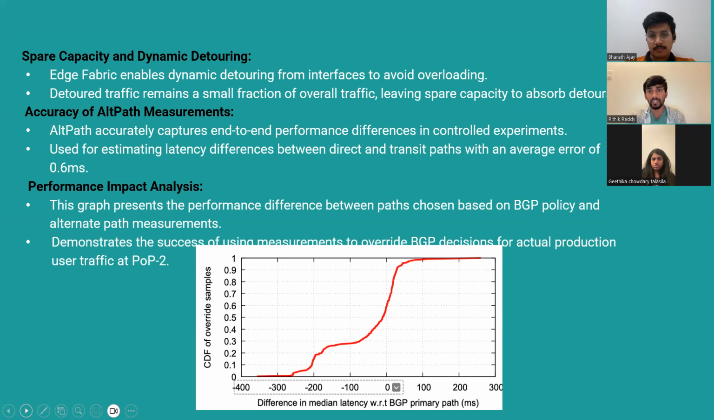And the y-axis represents the cumulative fraction of samples that have a latency difference less than or equal to the value on the x-axis.